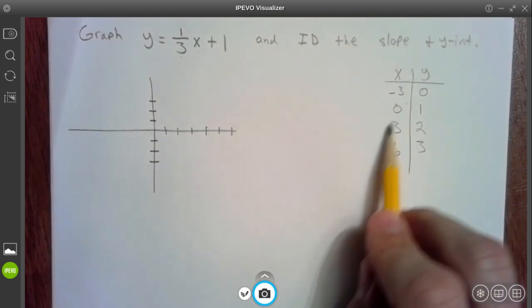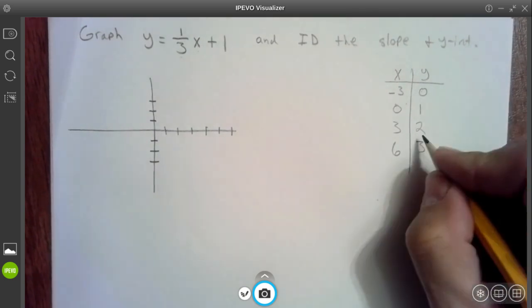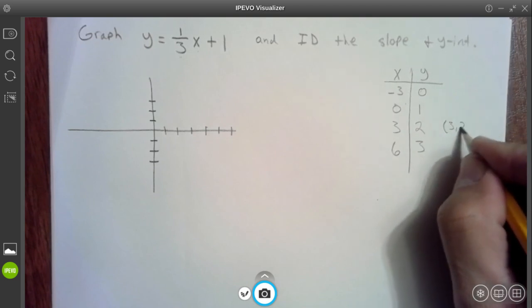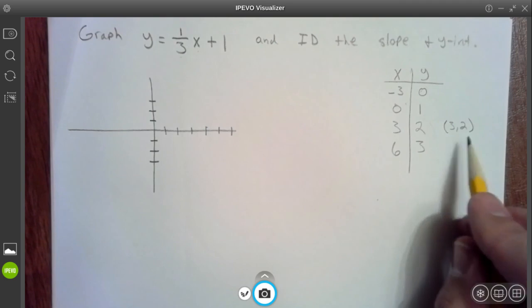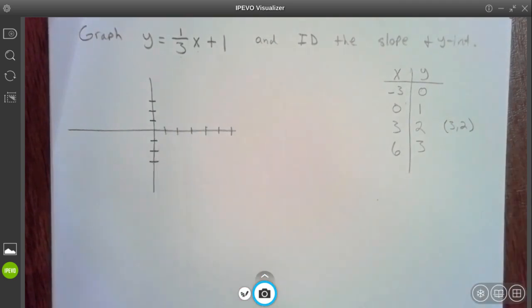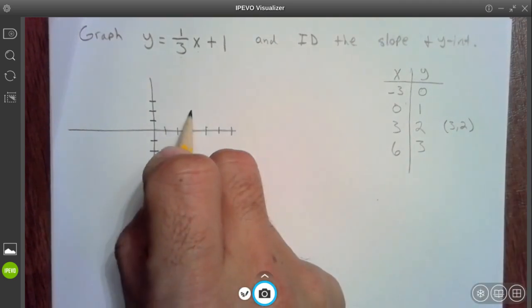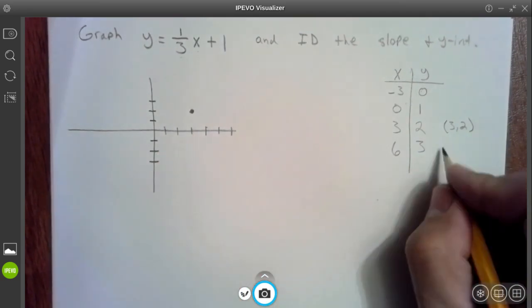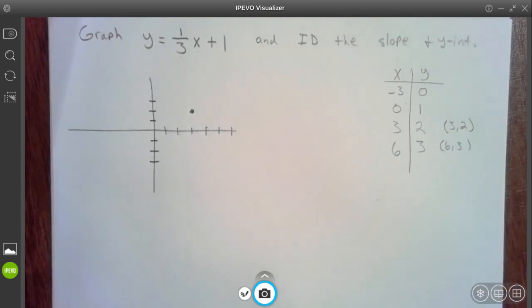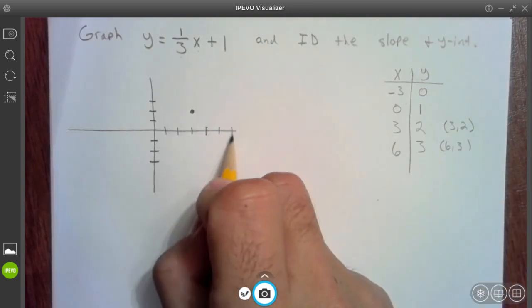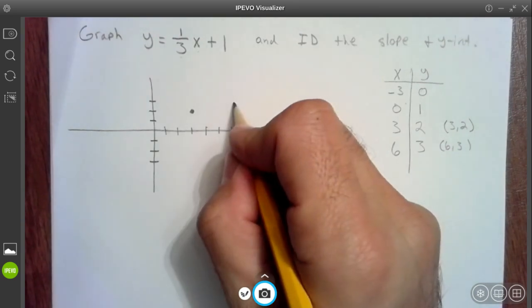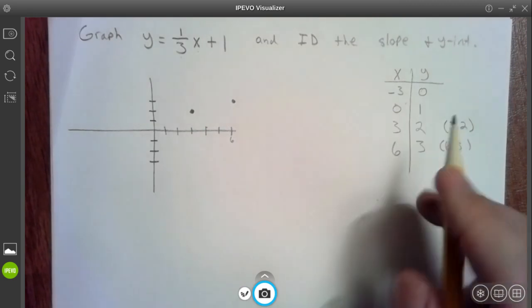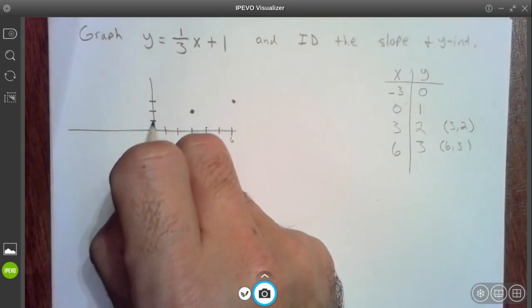Let's do 3, 2 first. Remember, if 3, 2 is a solution, that means the ordered pair 3, 2 is a point on this line. So I'll go over 3 and up 2. Then I'll go over 6 and up 3. 6, 3 is on there as well. 6 is right here, and then 3 up. Cool. 0, 1 would be 0 to the left and right, and then up 1.